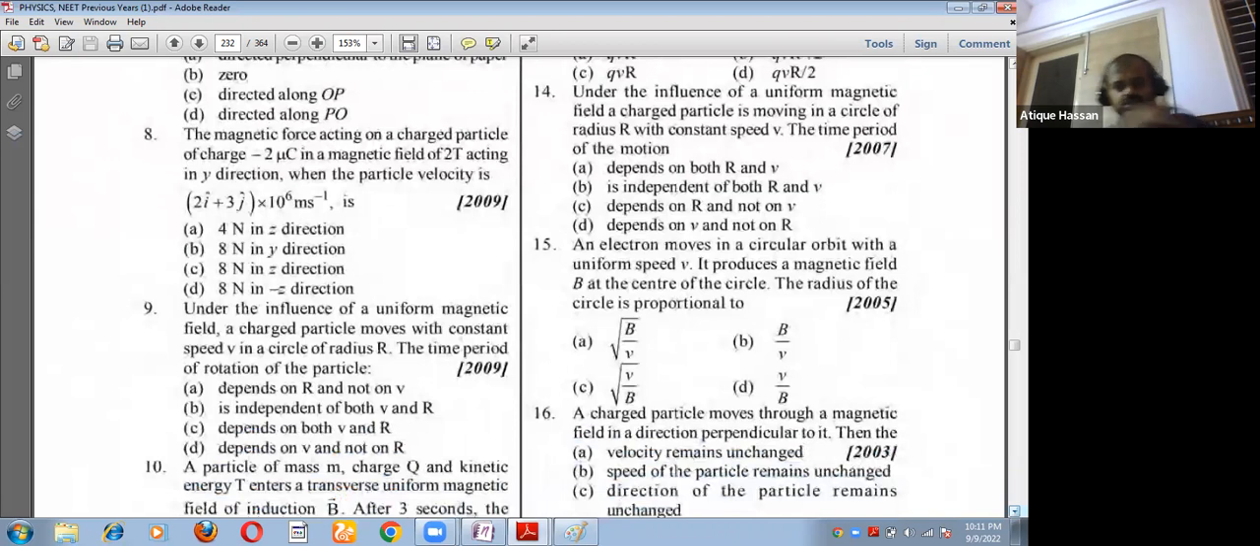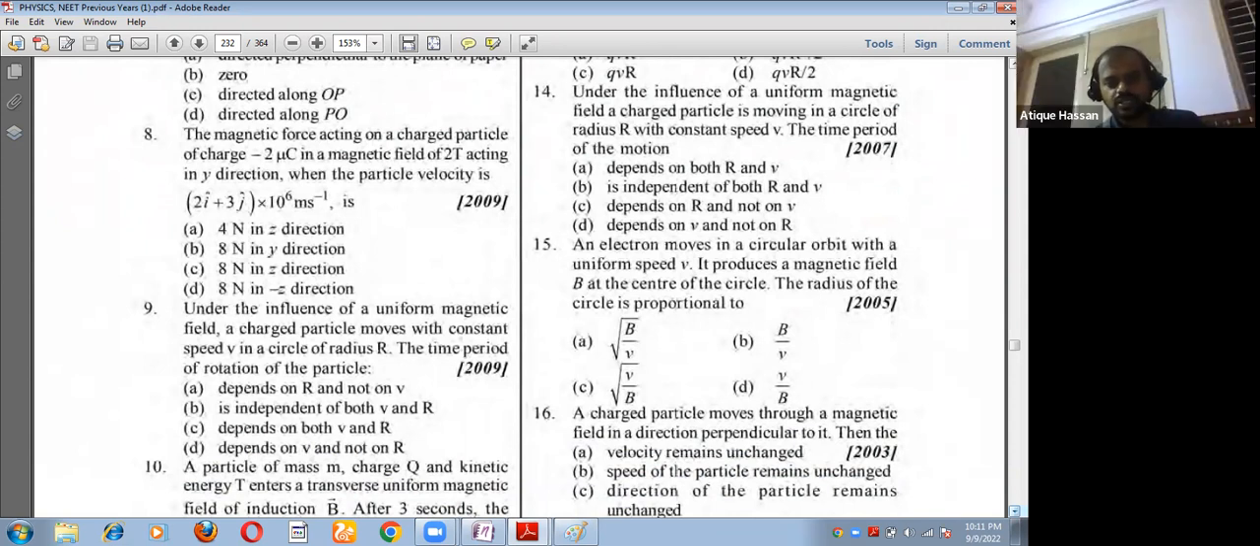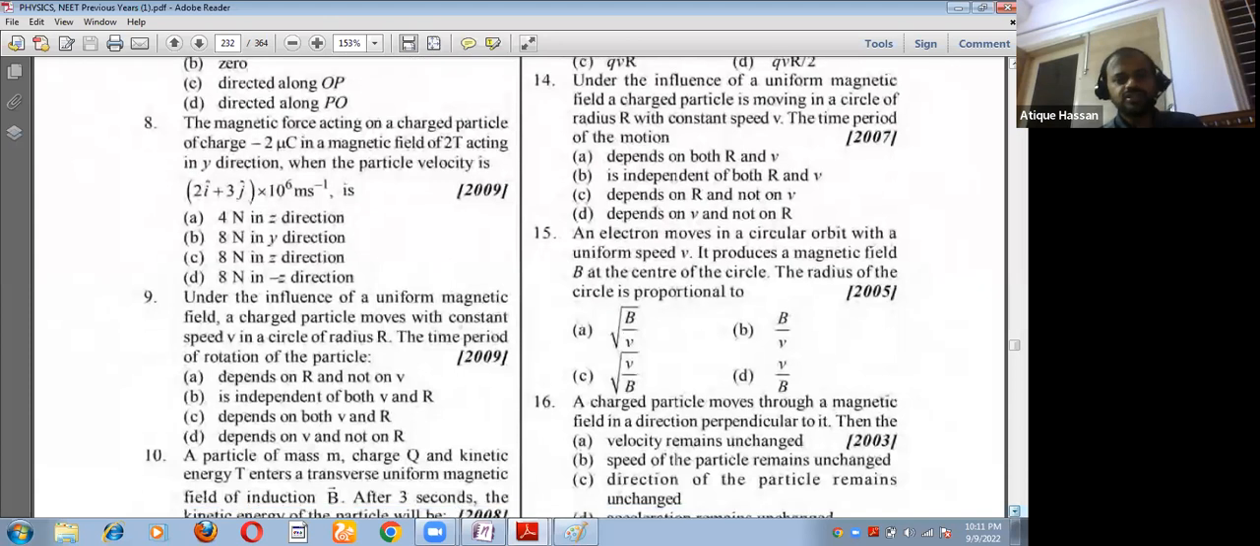An electron moves in a circular orbit with uniform speed v. It produces magnetic field B at the center of the circle. Radius of the circle? So we know that the radius of the circle is mv by qB. So it should be proportional to v by B, right? Yes, sir. All of you can answer. The correct answer is D here. No need to solve, I think. All of you understood? For 15, it should be D.